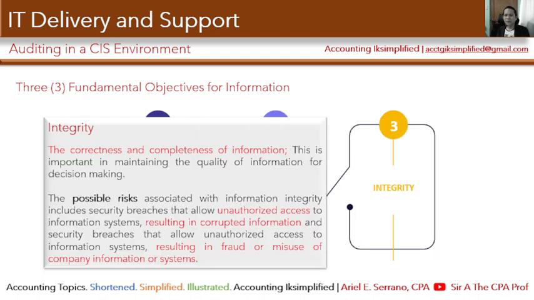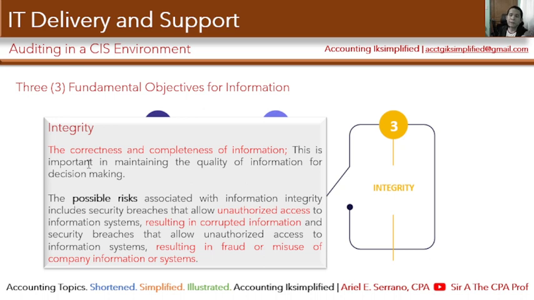Next, this one, integrity. And of course, when we are talking of integrity, may integridad ba yung information? In the context of information here, this is the correctness and completeness of information. Accurate, tama ba yan? Kumpleto ba yan? Okay? This is important in maintaining the quality of information for decision making. Pinag-uusapan naman natin kasi dito yung kalidad ng impormasyon.